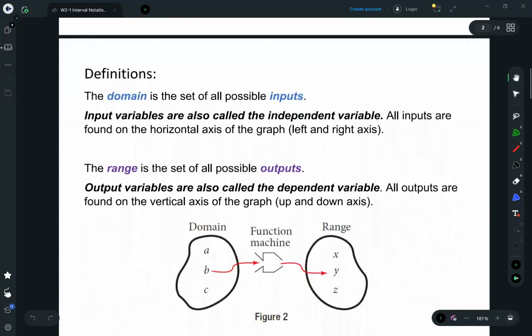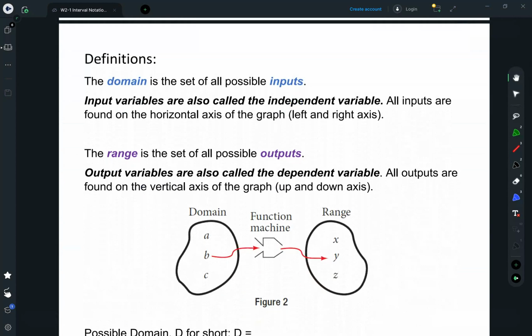All right, let's review a few definitions from last week. Let's remember that the domain is the set of all possible inputs. The input variables are also called the independent variable. So that's easy to remember because input and independent variable. All the inputs are going to be on the horizontal axis of the graph, so left to right, or also the top row of a table. I'm going to write that down also. Also the top row or first column of a table.